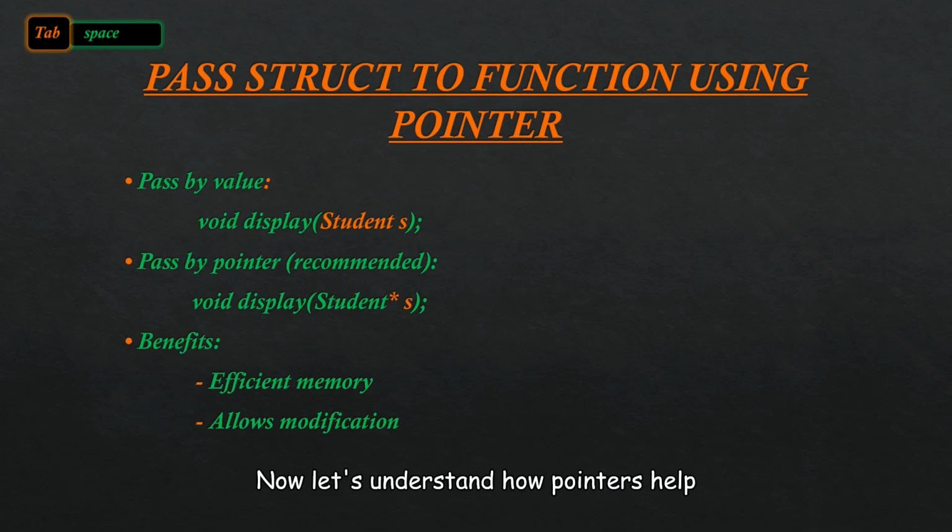Now let's understand how pointers help when passing structures to functions. If you pass a structure by value, the entire structure gets copied. This is fine for small data but inefficient for larger records. Passing by pointer, like student *s, avoids unnecessary copying and allows a function to directly access and even modify the original structure. For instance, a function that updates student marks should use pointers to ensure the changes are applied to the original data and not a copy.